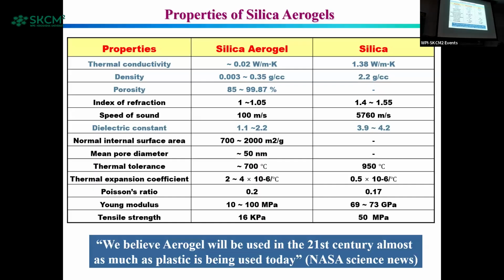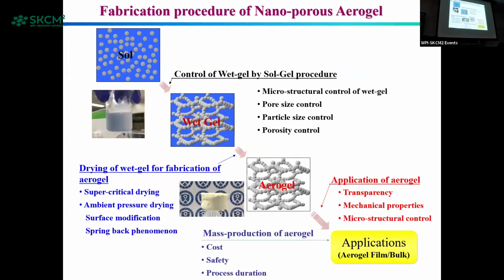So we need to achieve high modulus, so that, as per the NASA science news, we believe aerogel can be used as much as plastic is used nowadays. So that is the intent of NASA. NASA has a separate laboratory, Glenn Research Laboratory, for aerogel research. They are also working on aerogel for different applications, space applications.